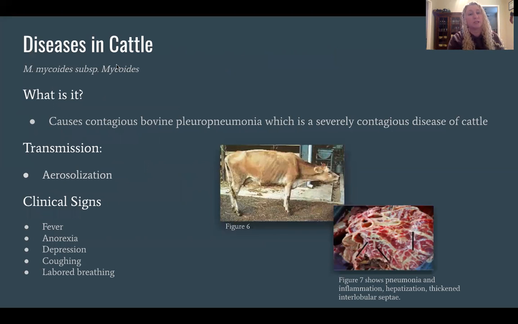So Mycoplasma diseases in cattle are going to include your Mycoplasma mycoides. It is a contagious bovine pleuropneumonia, so severely contagious. It is transmitted through aerosolization. And your signs typically include fever, anorexia, depression, coughing, labored breathing.